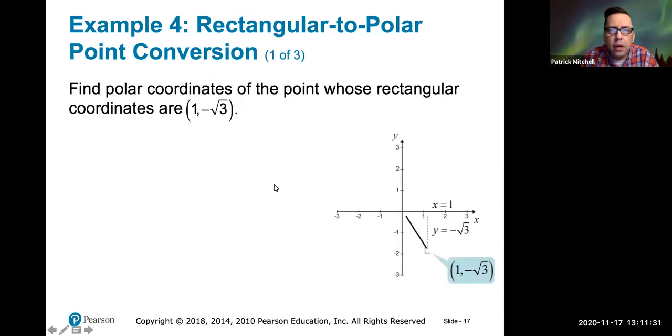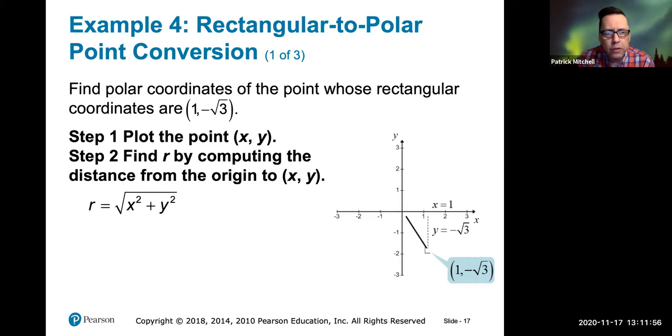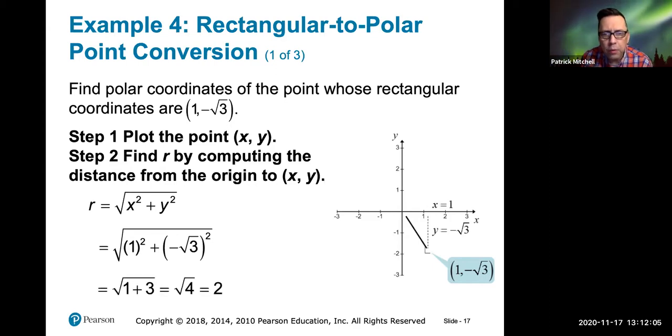All right, so for example, let's find the polar coordinates of the point whose rectangular coordinates are 1, negative square root of 3. So you see we've plotted that point there. So now we will find r by computing the distance from the origin to x, y using this formula. r equals the square root of x squared plus y squared. Substituting 1 for x and -root 3 for y, you get that r equals 2.